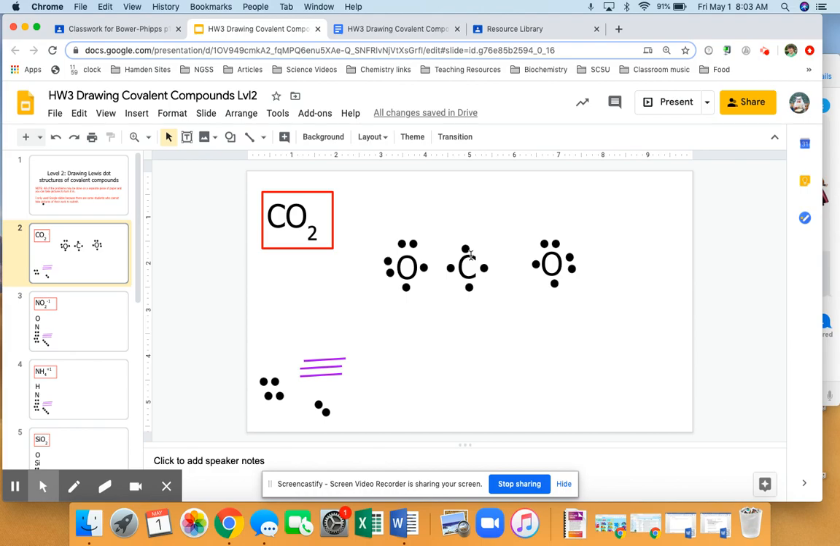Remember, when placing them, you give 1 to each side before you start doubling up, which is why carbon, which only has 4, has 1 on each side, and oxygen, which has 6, has 1, 2, 3, 4, and then we doubled up 5, 6. Notice that on both of these oxygens, I've put the single electrons on the side that's closest to the carbon. So these ones have the singles on that side, these ones have the singles on that side.